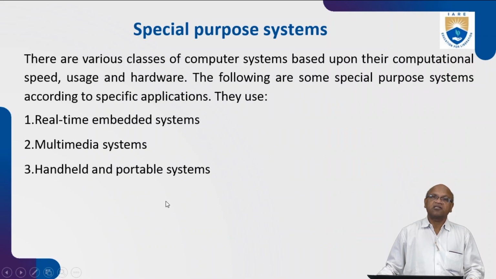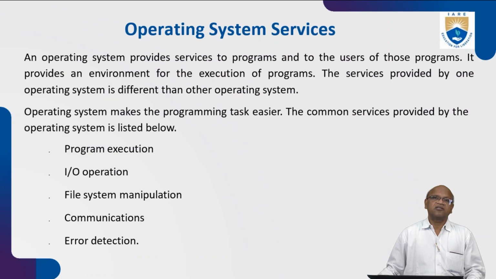So special purpose systems. There are various classes of computer systems based upon their computational speed, usage, and hardware. The following are some special purpose systems. So we discussed real-time embedded systems, multimedia systems, handheld and portable systems. Now operating system services. What will the operating system do?